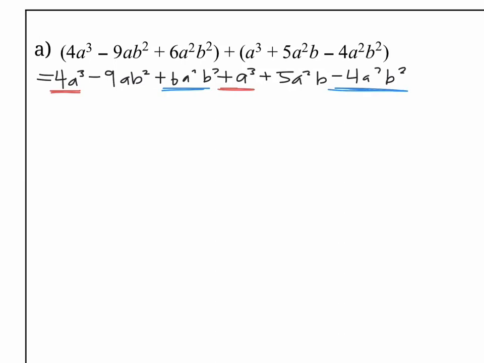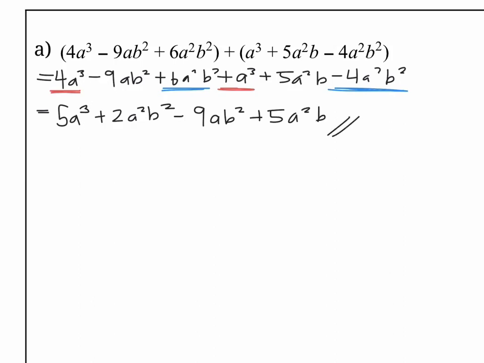So this one is going to be 4a cubed plus a cubed. That's going to be 5a cubed. So we have equals 5a cubed. If we take a look at what we've highlighted in blue, we have 6a squared b squared minus 4a squared b squared. So it's going to be positive 2a squared b squared. And then we have our leftover terms, this guy here and this guy here. So we have minus 9ab squared plus 5a squared b. And that is as simplified as we can get.